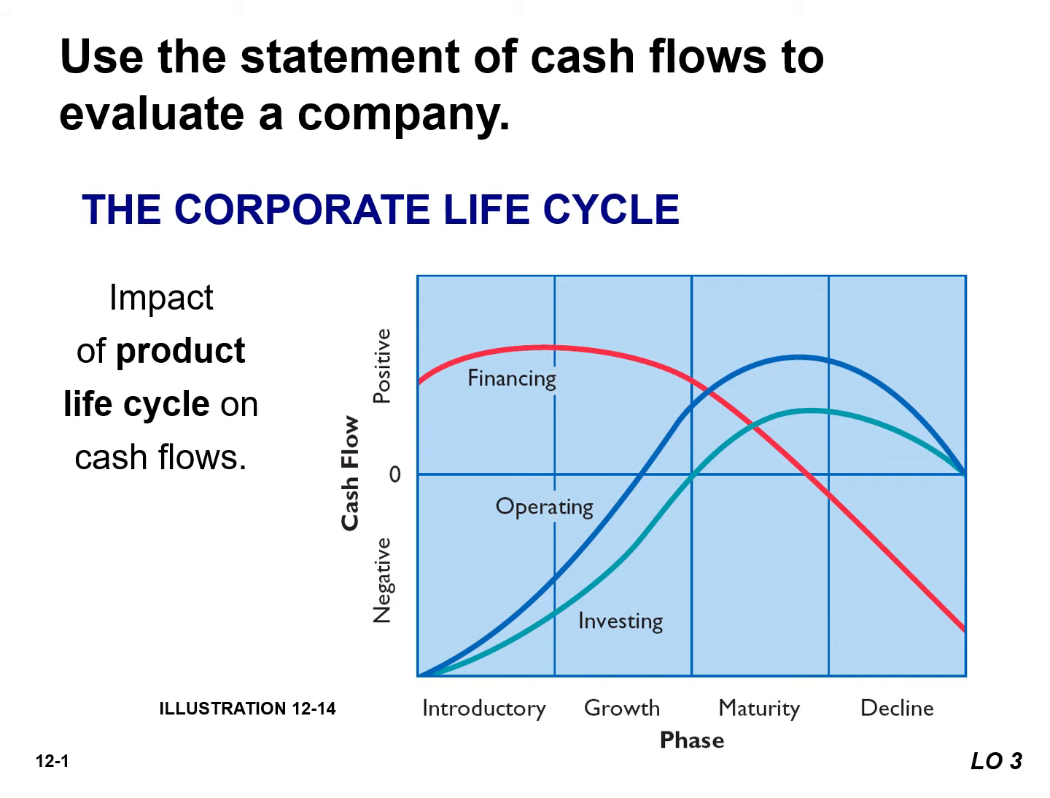Finally, during the decline phase, net cash provided by operating activities decreases. Cash from investing activities might actually become positive as the company sells off excess assets. Cash from financing activities may be negative as the company buys back stock and redeems debt.